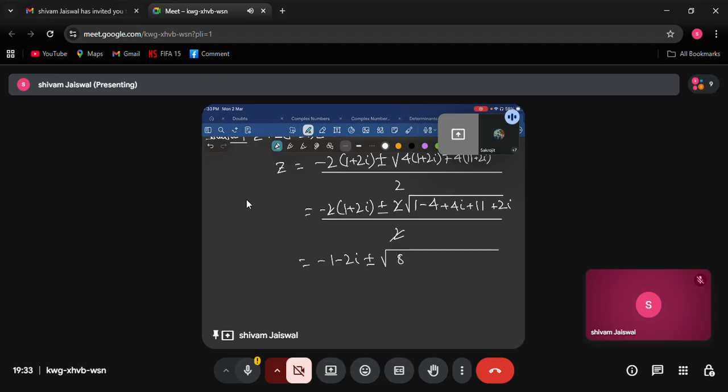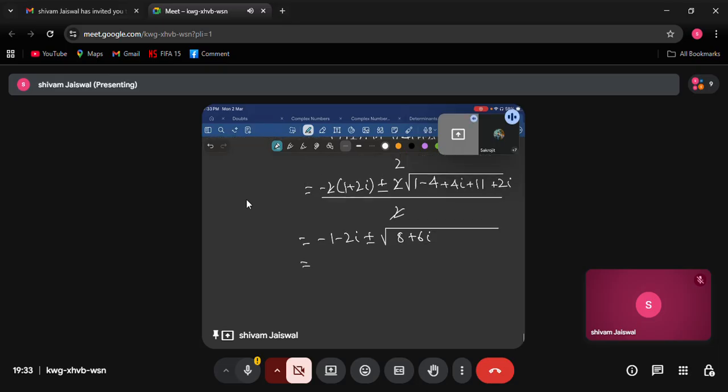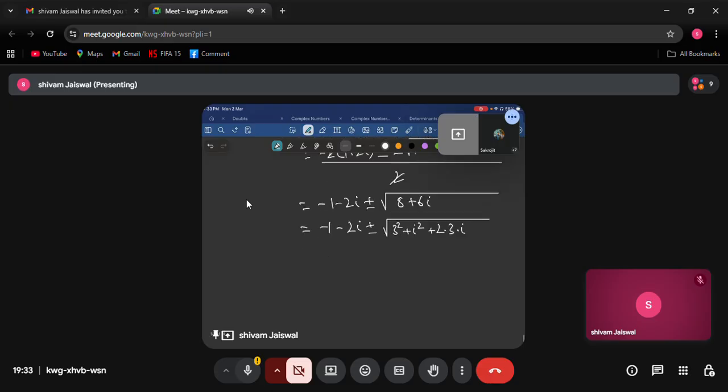Again 8 plus 6 iota. So square root of 8 plus 6 iota, we need to find out. This will become minus 1 minus 2 iota plus minus square root of 3 square plus iota square plus 2 into 3 into iota. That will give us minus 1 minus 2 iota plus minus 3 plus iota.